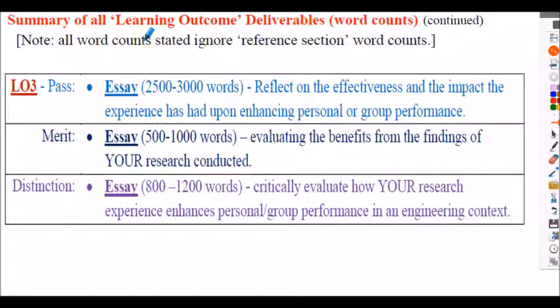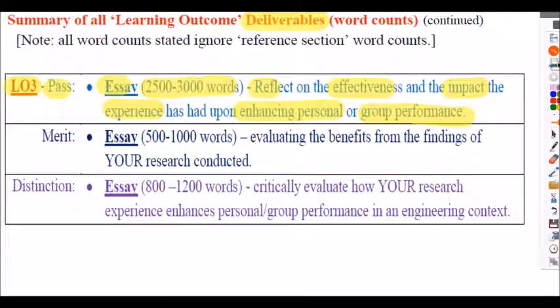Continue with our summary of learning outcome deliverables. For learning outcome 3, this is now related to reflections on the research process. For pass grade, we need an essay between 2,500 and 3,000 words where you reflect on the effectiveness and the impact of the experience that the research process has had upon enhancing your personal or group performance.